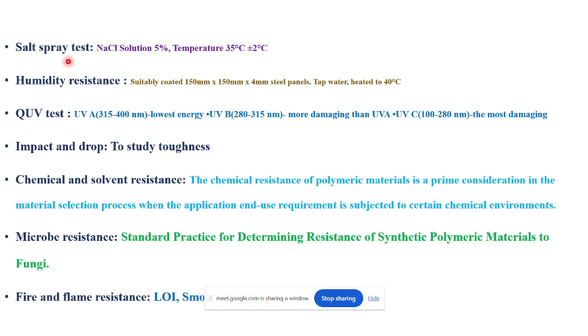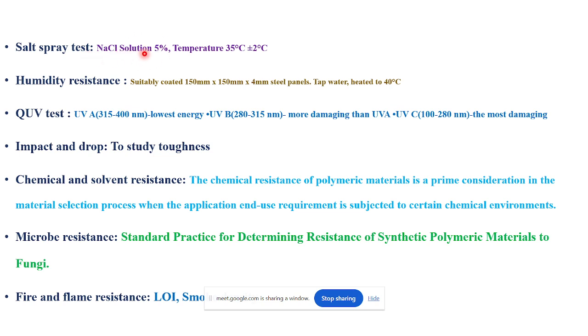There is also the salt spray test, usually for coating type of material. For example, those coatings are used in submarines or ships. So those are in NaCl. In sea water, we know the concentration of NaCl is very high. So you need to perform the salt spray test analysis.